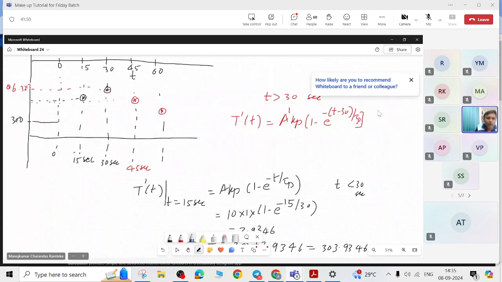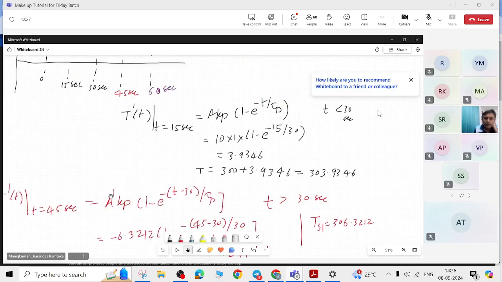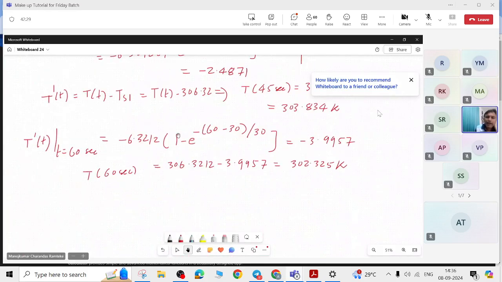So see now what type of response we are expected to get. Remember this is the first order process. So we will have a response like this. It is increasing and then it is decreasing. We will have a decreasing response like this. Is it clear to everyone? Yes, sir. This is at 60 seconds. So in this manner, we have to plot. So this is the answer for part A and part B both. Is it clear to everyone? Yes, sir. So we have done part A and part B both.